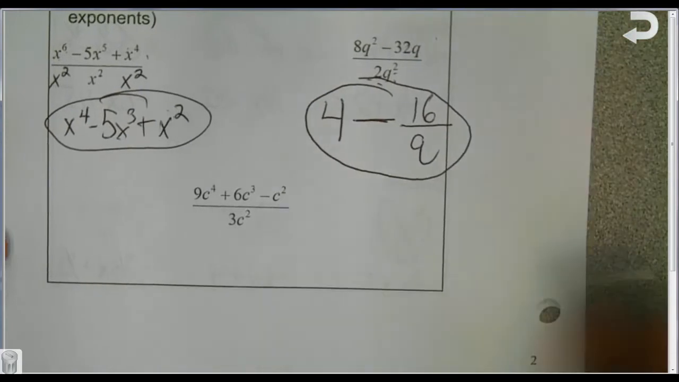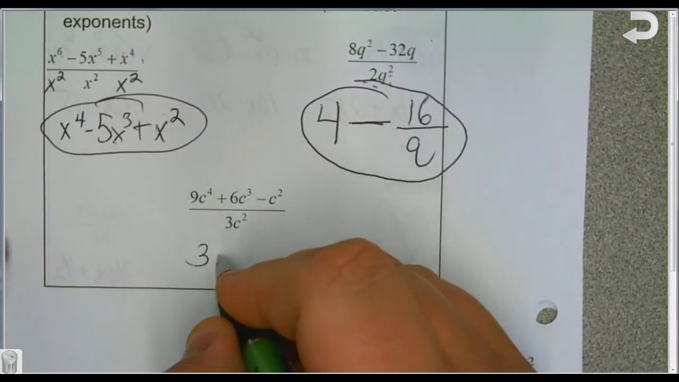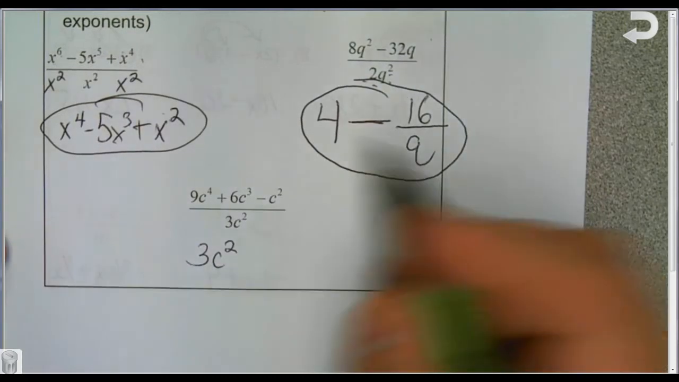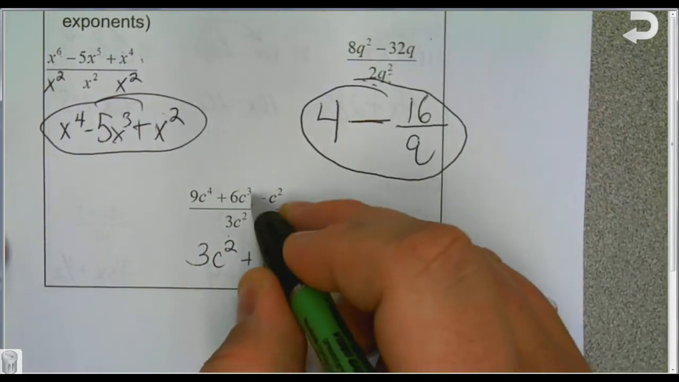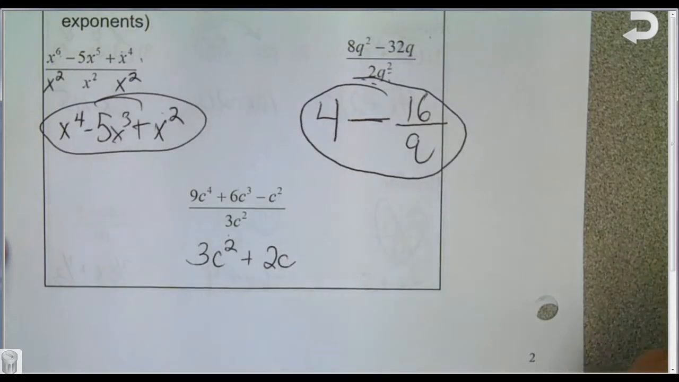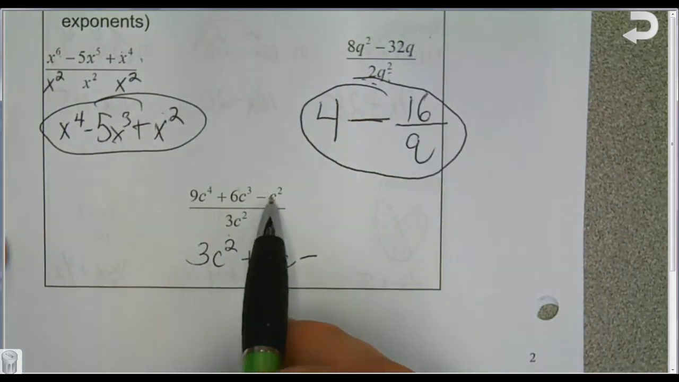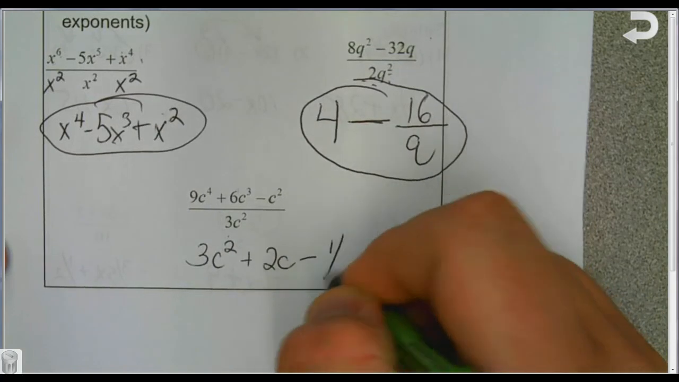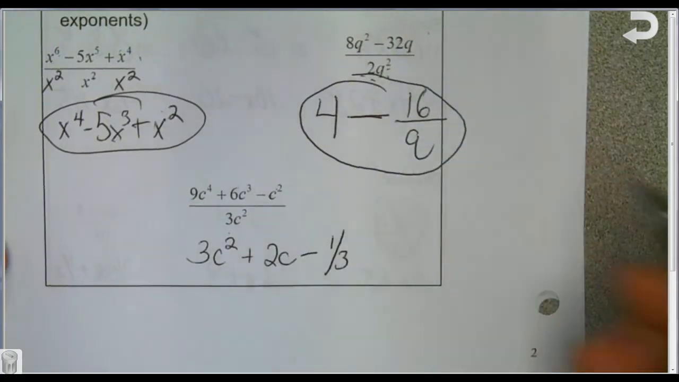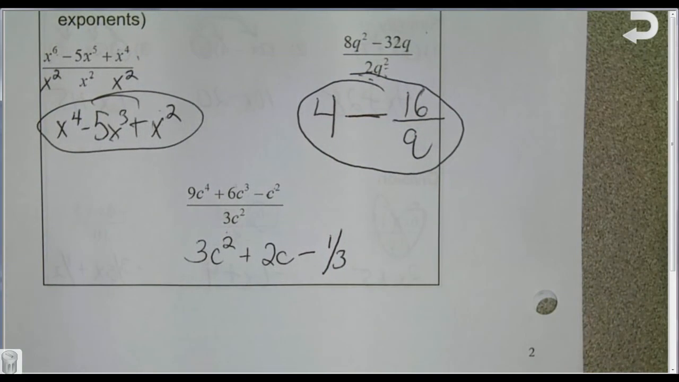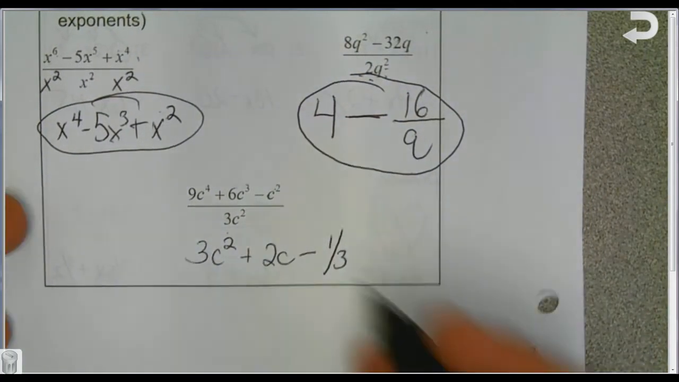And then finally, 9 divided by 3 is 3. c to the 4th divided by c squared is c squared. 6 divided by 3 is 2. c cubed divided by c squared is c. And then here's where it gets interesting. This is a 1. Well, 1 divided by 3 is 1/3. c squared divided by c squared is c to the 0. Well, anything to the 0 power is equal to 1. So we leave it alone. And that's our final answer.